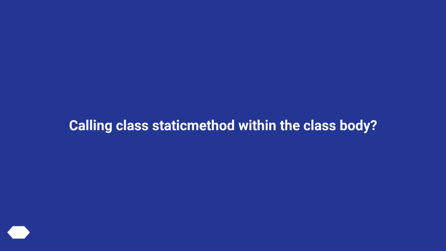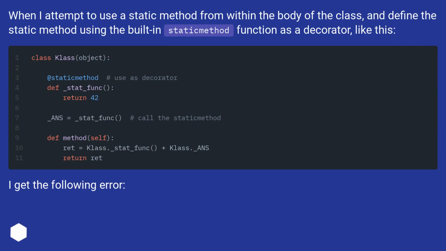Calling class static method within the class body. When I attempt to use a static method from within the body of the class, and define the static method using the built-in staticmethod function as a decorator, like this, I get the following error.